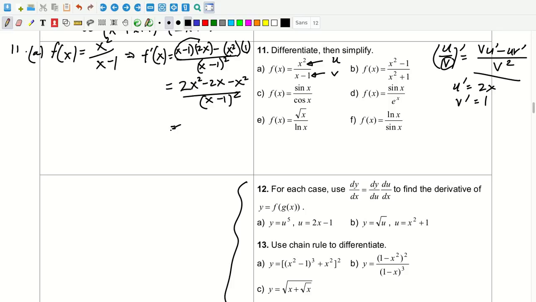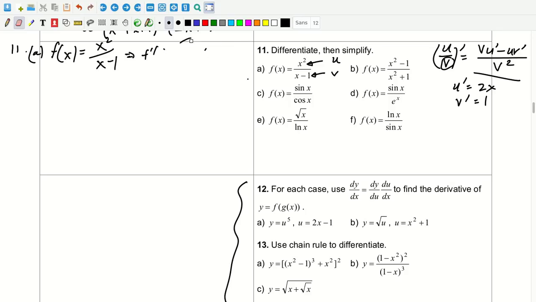I warn you though, when you're doing these questions, you don't have to jump directly to the quotient rule, and I'll show you what I mean. So for example, look at part C, right? When you're doing part C, there's no need at all to jump to the quotient rule. I'm going to do part B, I'm not going to miss that, but I just want to demonstrate a point here.